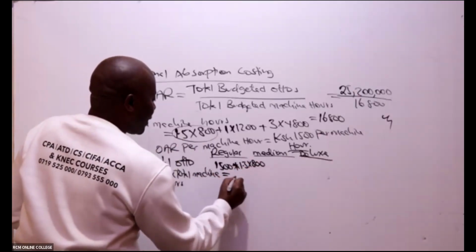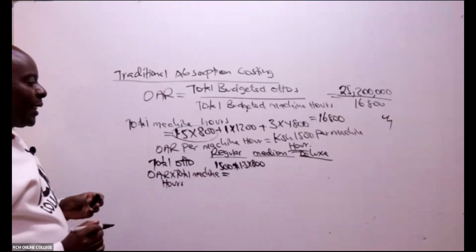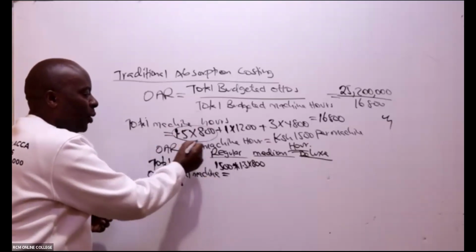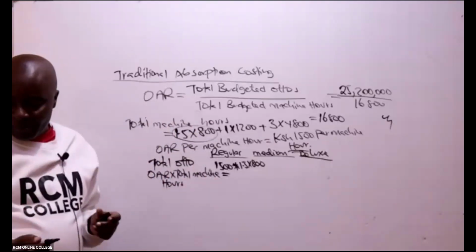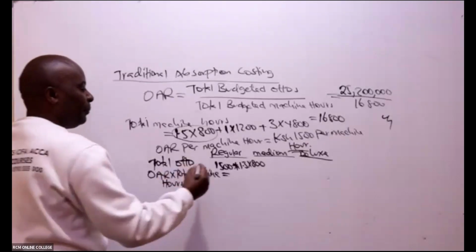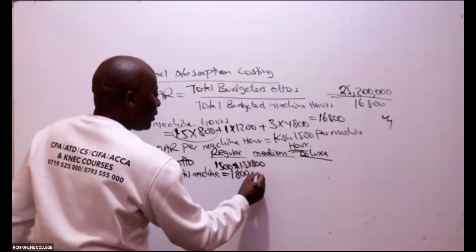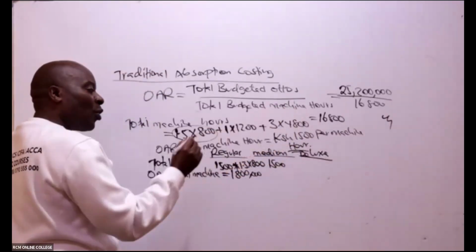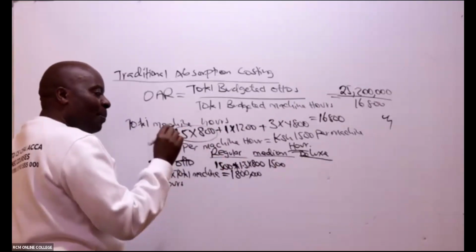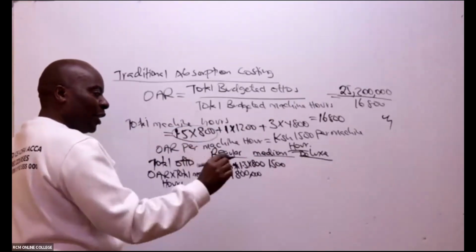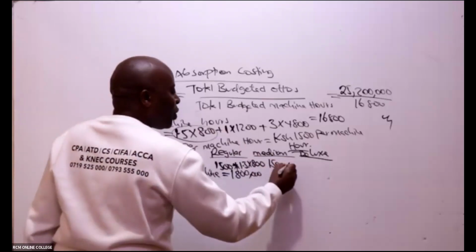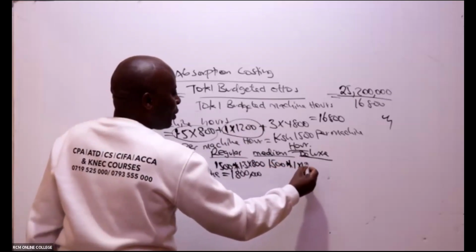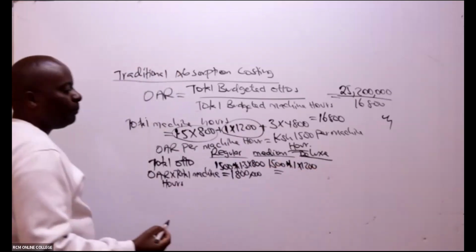Is there someone who can give me the total overhead in Kenya shillings for regular? Because these are the machine hours of regular. They are 1,200, somebody has told me. 1.8 million. Then the absorption rate is the same for all the products. That's why we are calling it a company-wide or blanket-wide rate. So it will be 1,500 times the machine hours for the medium, 1,200. Is there somebody who has this answer?